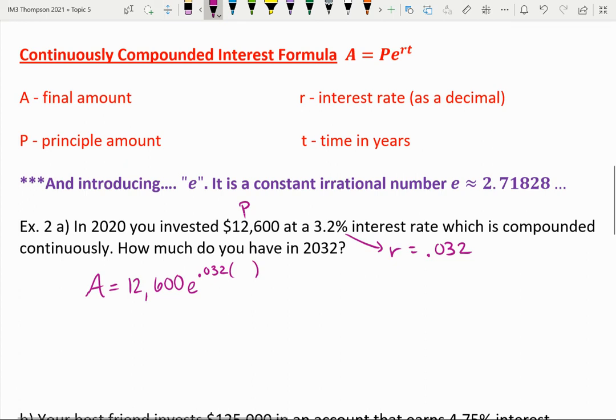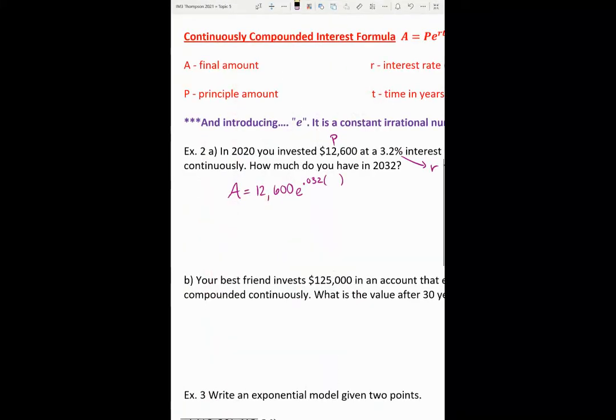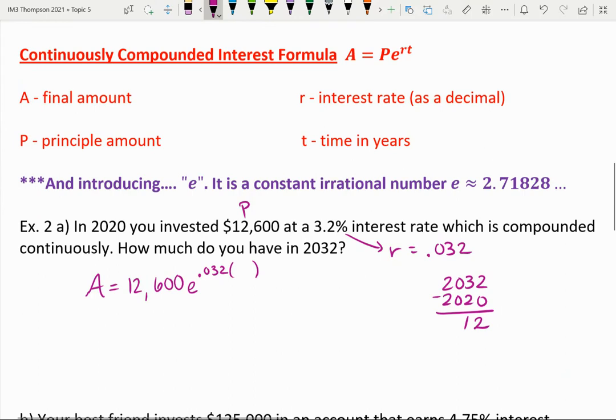And then time. How many years have passed between 2020 and 2032? So don't plug in the actual year. How much time has passed? How many years have passed from 2020 to 2032? My time should be 12 years.